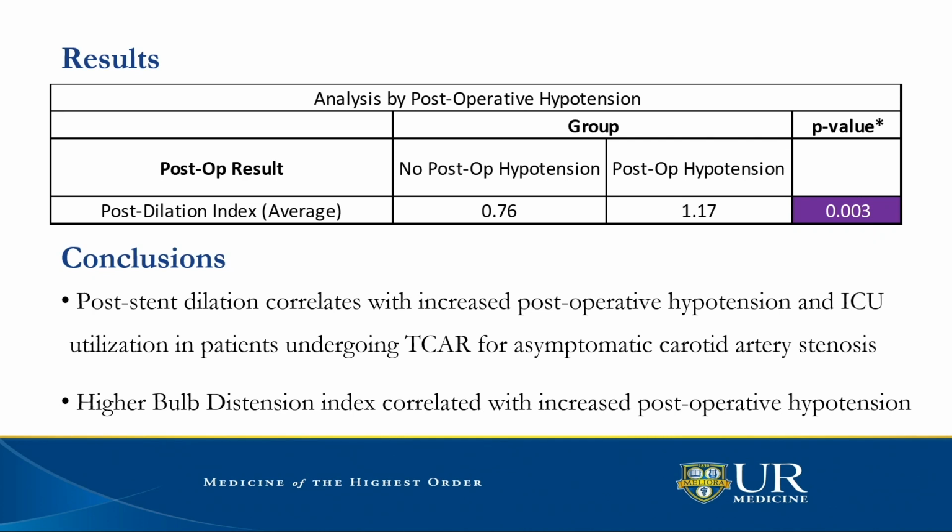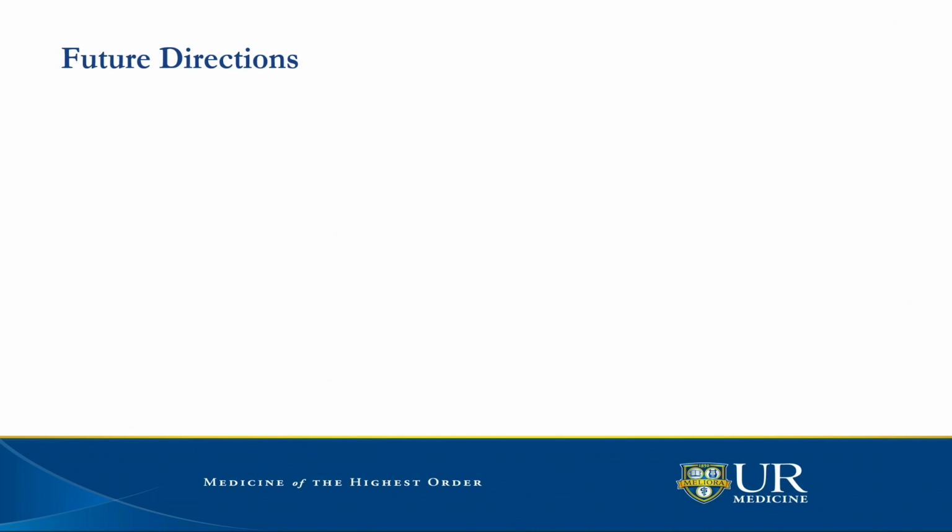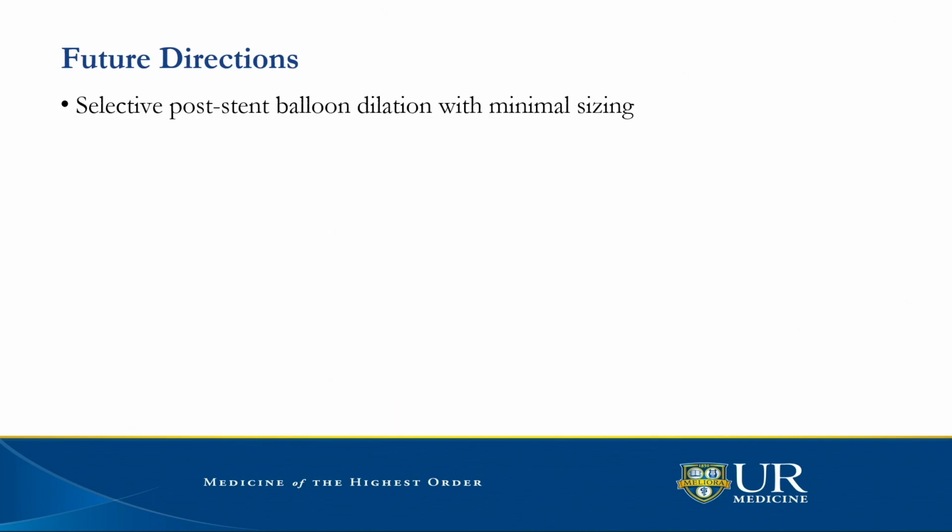We see here that post-stent dilation correlates with increased occurrence of postoperative hypertension as well as ICU utilization in patients undergoing TCAR for asymptomatic carotid artery stenosis, and that higher bulb distension indices correlated with increased occurrence of postoperative hypertension. Our current future direction of this work is to validate this carotid bulb distension index prospectively, as well as looking at some anatomic measurements, and this may inform selective post-stent dilation in patients who are at higher risk.